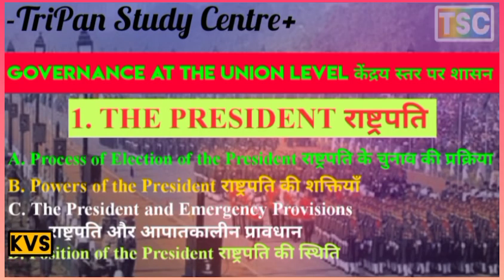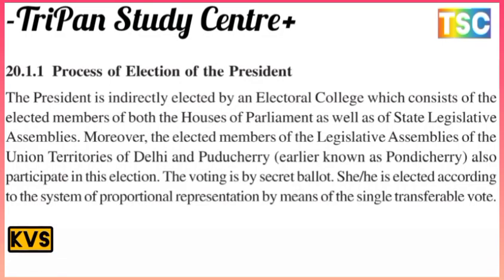The next topic is important here: the process of election of the president. The president is indirectly elected by the electoral college, which consists of the elected members of both houses of parliament as well as the state legislative assemblies. Moreover, they also include the elected members of the legislative assemblies of the union territories of Delhi and Pondicherry. Note that Pondicherry also participates in this election. The voting is by secret ballot, and the president is elected according to the system of proportional representation by means of the single transferable vote. That's the important process of election of the president.